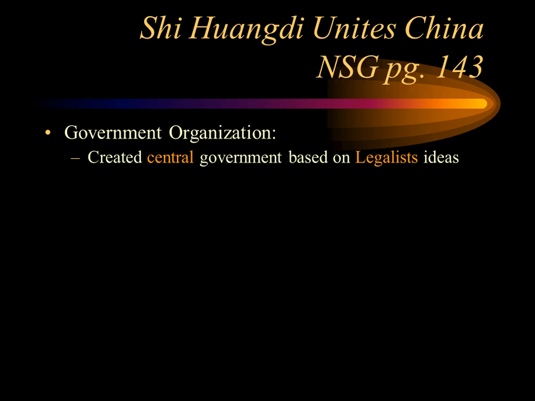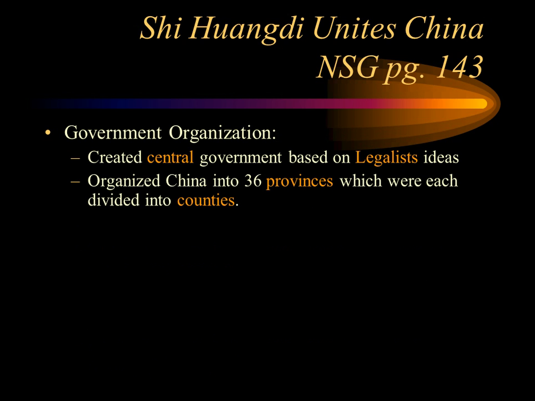He created a central government based on legalist ideas, meaning very strict and harsh rule. He organized China into 36 provinces. Each was divided into counties, and they all had to report back to the central government.